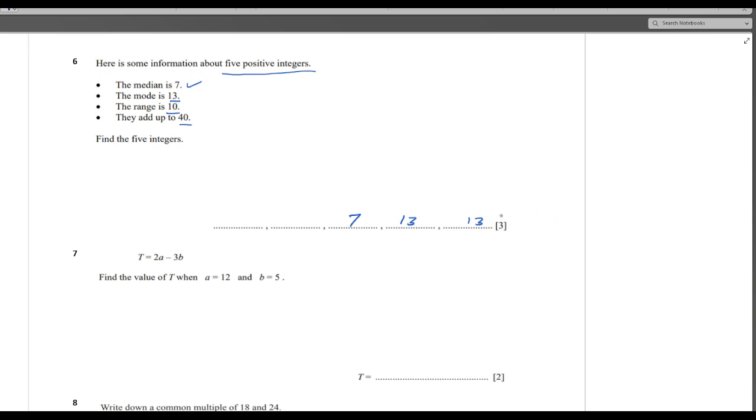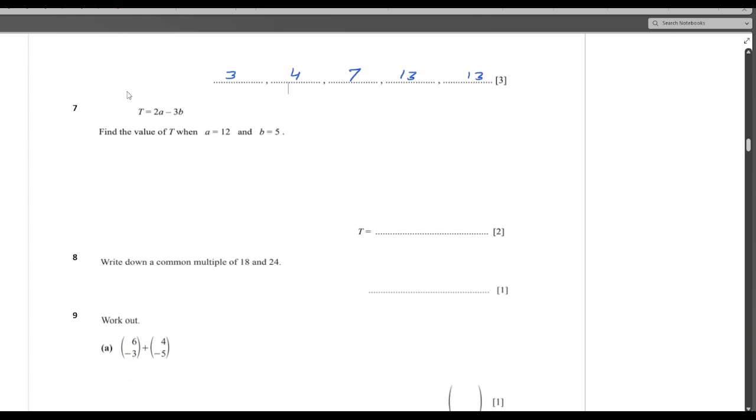Okay, one more thing. As the range is 10, the highest number minus the lowest number should give me the result 10. So my lowest number will be 3. Okay. Now 13 plus 13, 26. 7 plus 3, 10. So 26 plus 10 is 36. So 4 is remaining. So here the number will be 4. So 3, 4, 7, 13, 13. These are the 5 numbers.